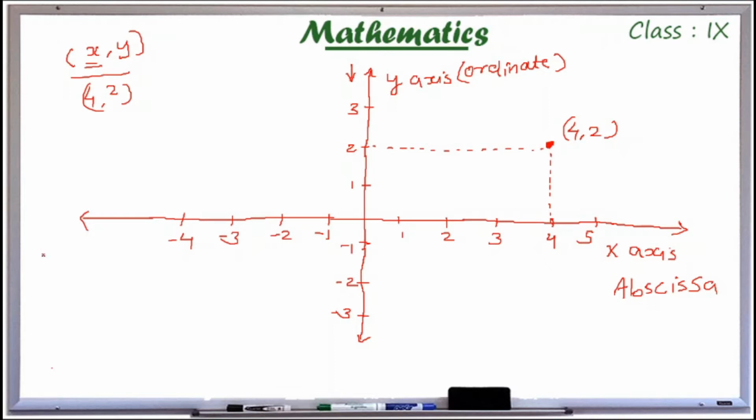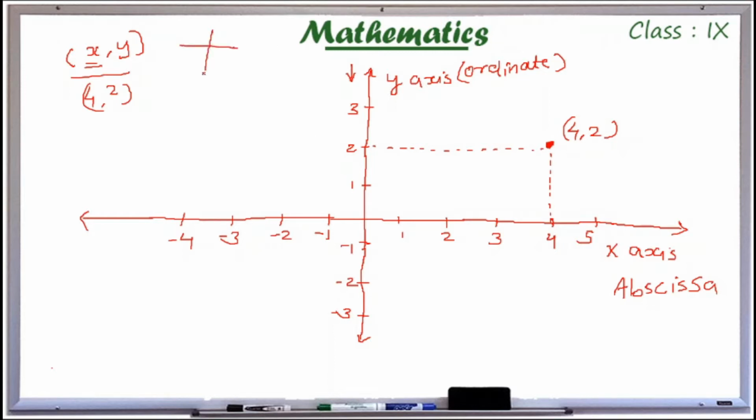All of you take your textbook, page number 65, and read the summary. The first point: to locate the position of an object or a point in a plane, we require two perpendicular lines. One of them is horizontal and one of them is vertical. Here (4, 2) is the point, and in order to represent that point we need two perpendicular lines.